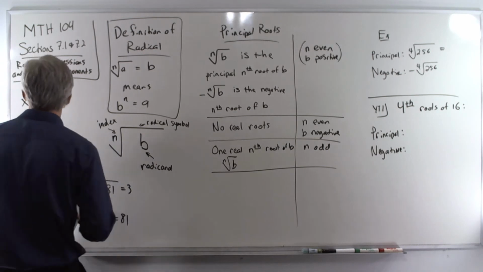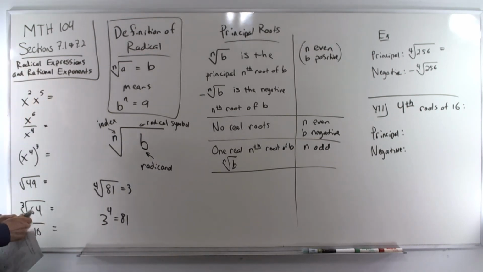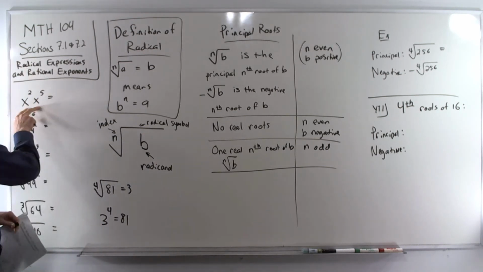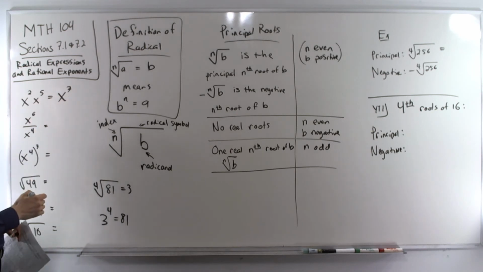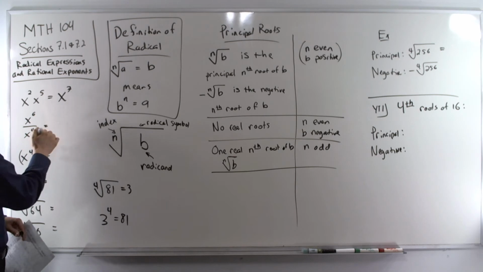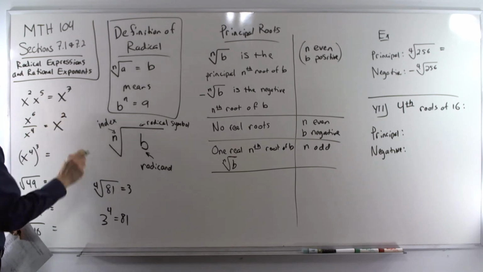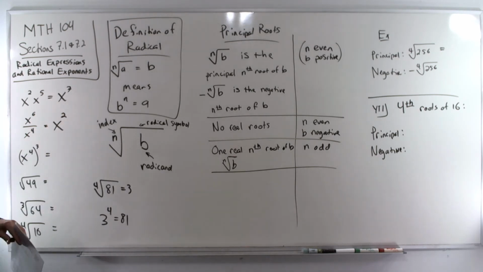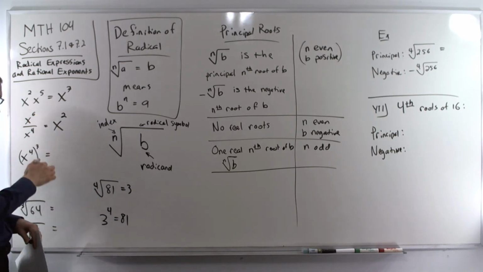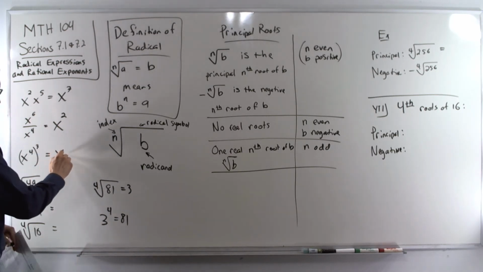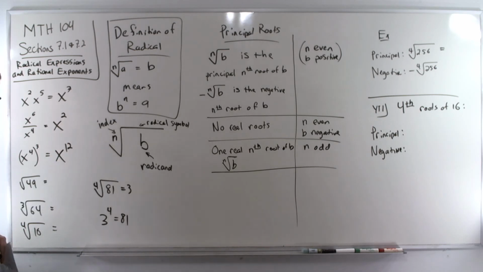Please start with a warm-up. We're reviewing the properties of exponents. When we're multiplying, we add those exponents together, so that's x to the 7th. When we're dividing, we subtract the exponents: 6 minus 4 gives us x squared. We've got a power to a power here, so we multiply those exponents. 4 times 3 is 12, so we get x to the 12th power.